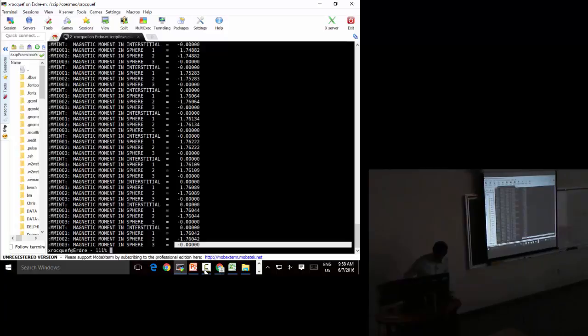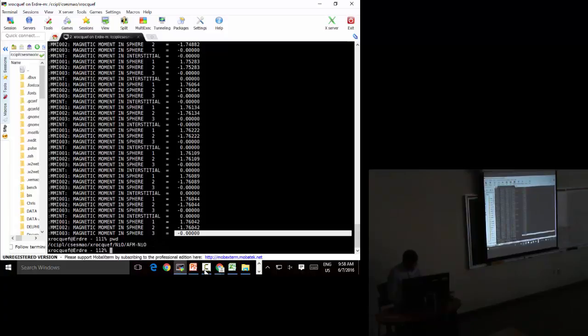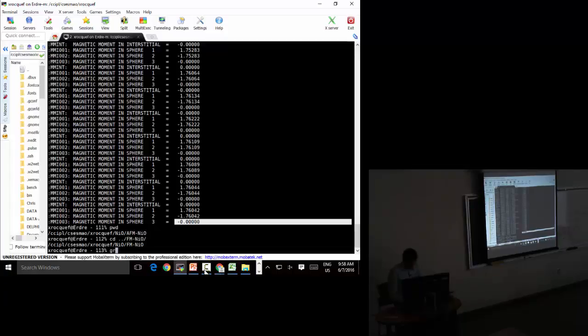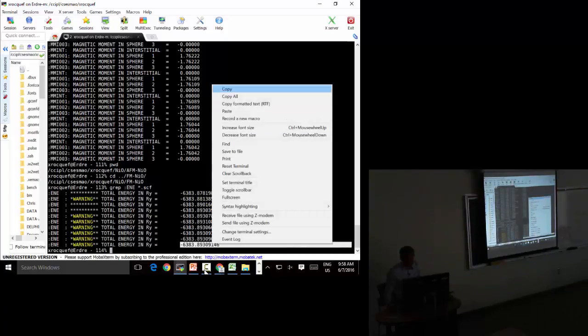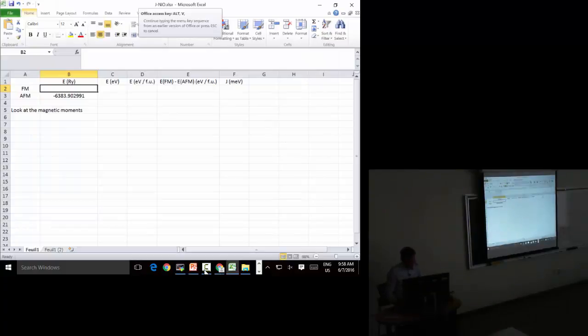I just go to the ferromagnetic calculation, which is not the stable one. So we expect a larger energy in the SCF file. There is some warning. I will check that after. Warning is not errors. So you have to learn how to use WIEN2k. I did this calculation in a fast manner. So here is the energy. The more stable one is the antiferromagnetic calculation, hopefully.